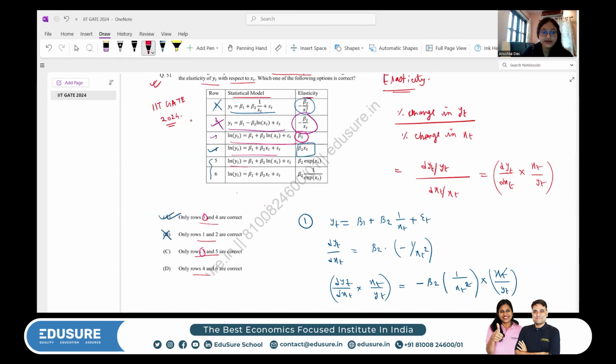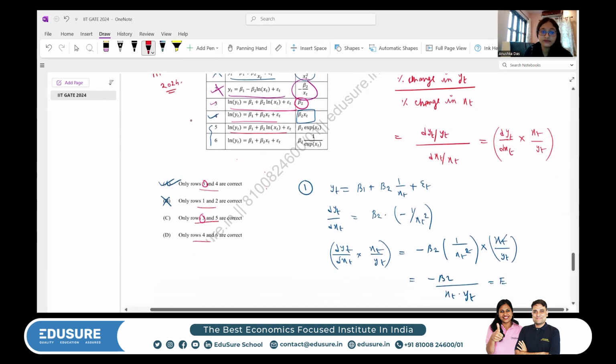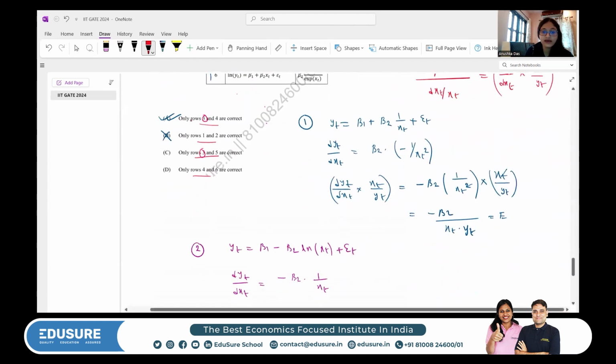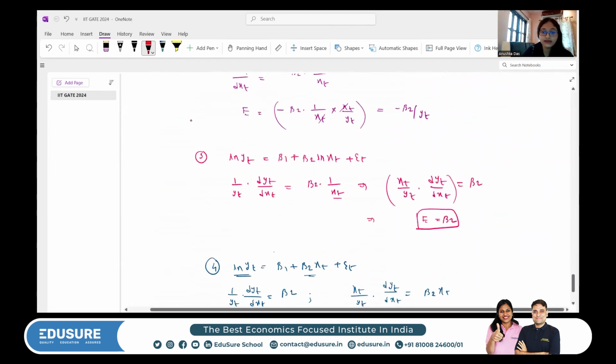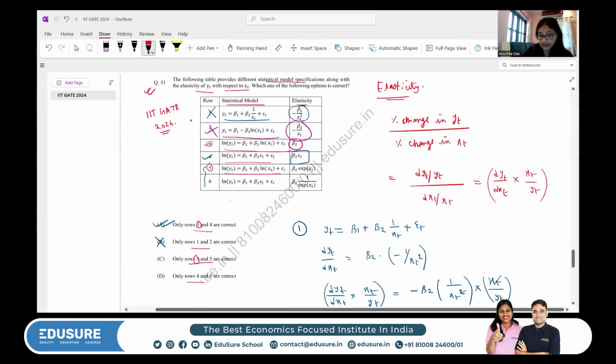So model 5 is ln yt equals beta 1 plus beta 2 ln xt plus epsilon. Now if you see, this and this are exactly the same, right? Model 3 and 5: ln yt is beta 1 plus beta 2 ln xt plus epsilon t. So we just found out that the elasticity is beta 2. So model 5 is also incorrect. Here it is given as beta 2 exponential of xt. So this is not true.